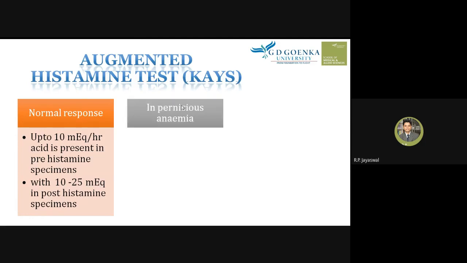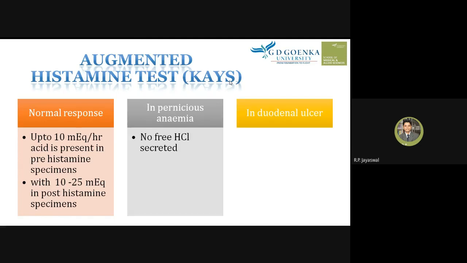In pernicious anemia, what happens? No free HCl is secreted when we do the augmented histamine test, and if there is pernicious anemia, the HCl is absent. In duodenal ulcer, we can see there is more than 100 milliequivalent of acids present.